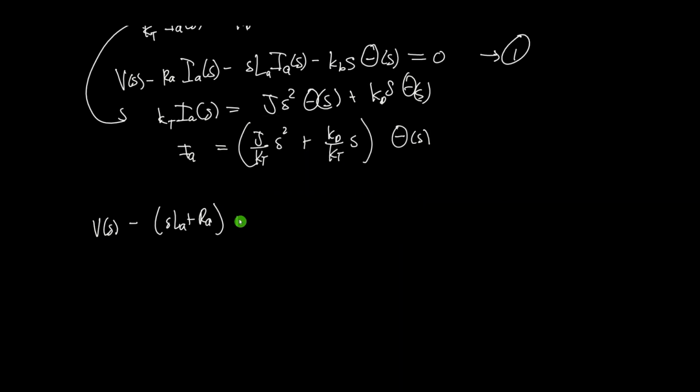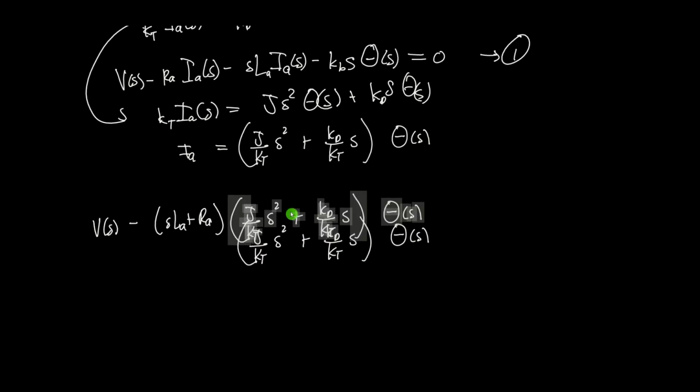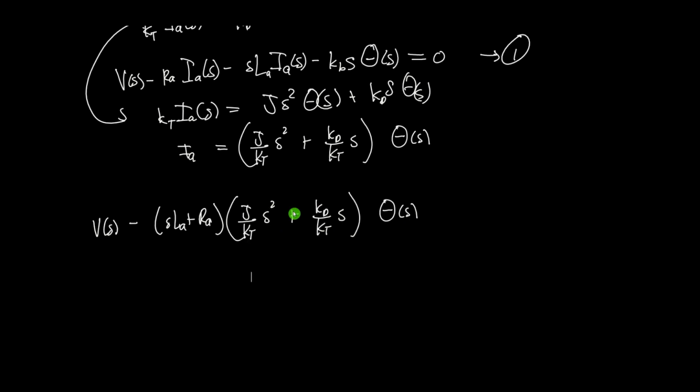Let's copy this one, multiply it here. So this is our IA here. Then after that, we still have minus KB S theta S here. So minus KB times S times theta S, and this is equal to 0.